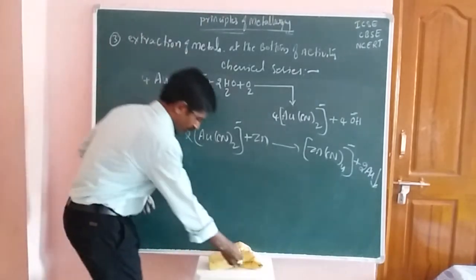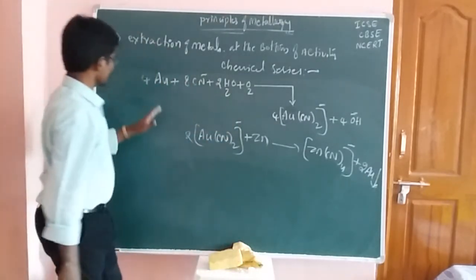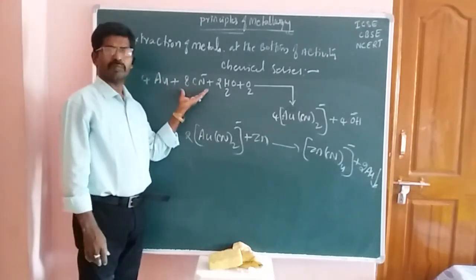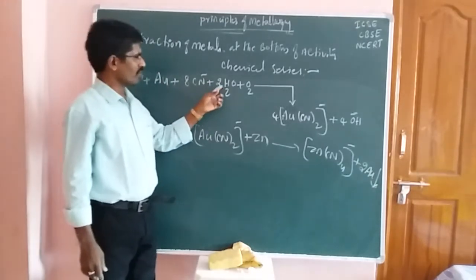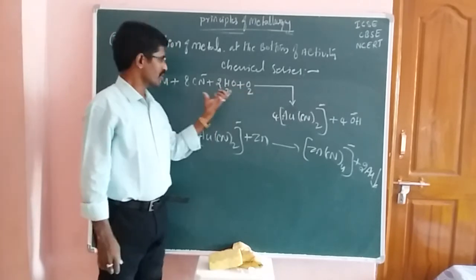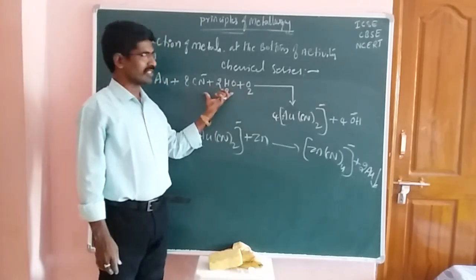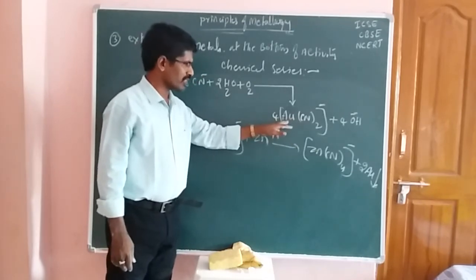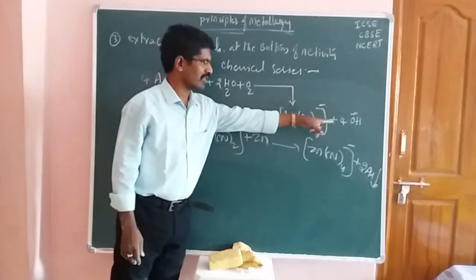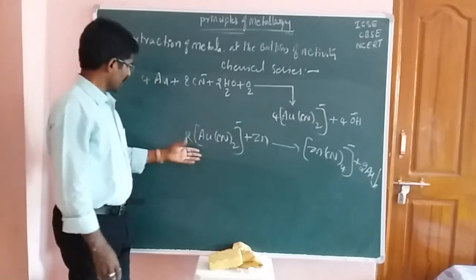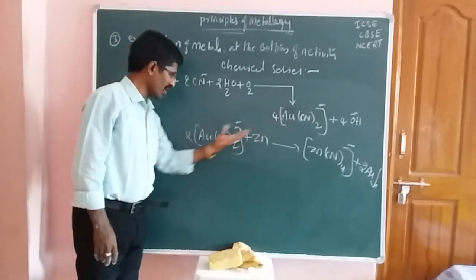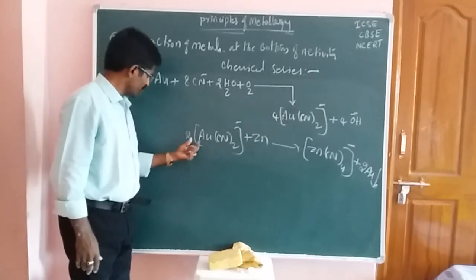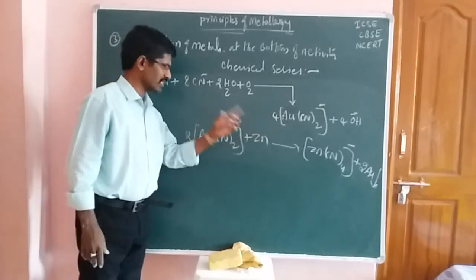Students, once again, all of you look at the board. Here Au reacts with 8 moles of CN minus ions, water molecules and O2. This combination is known as an aqueous solution. From this aqueous solution you get the intermediate step, 4 moles of Au(CN)2 minus and 4 OH minus ions. And again you take half of this, 2 moles of Au(CN)2 minus and zinc.